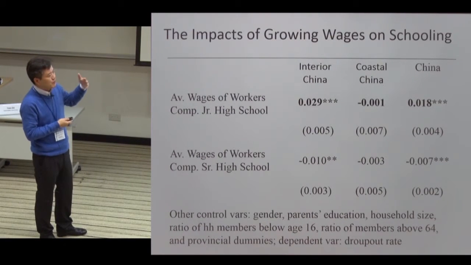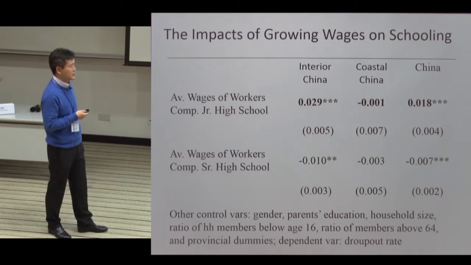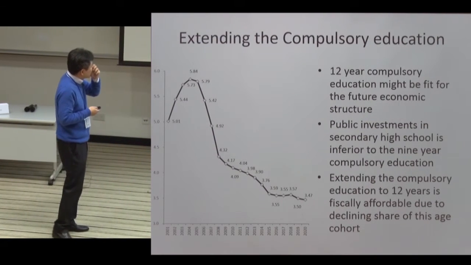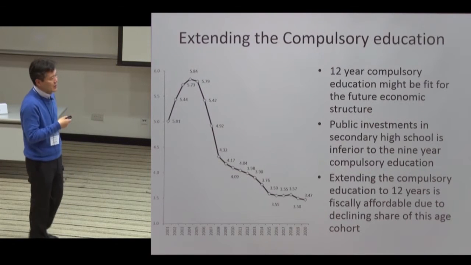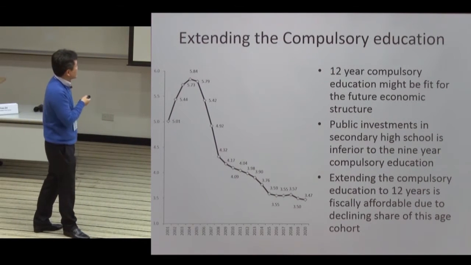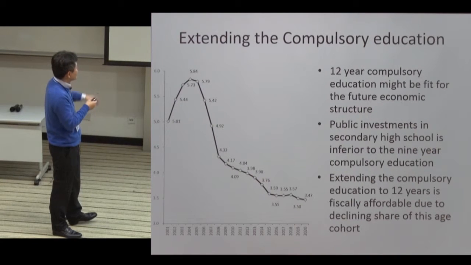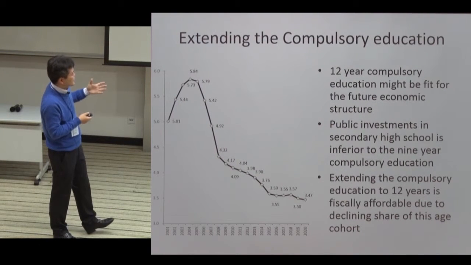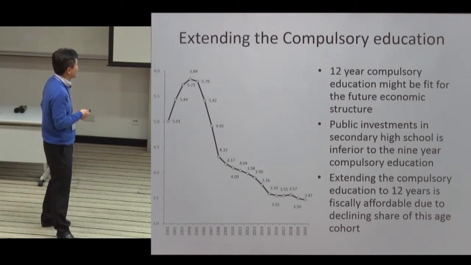So the point here is, we need to compensate for this kind of opportunity cost of education in the compulsory education stage. And we also need to extend the compulsory education to 12 years, I think, to get more years of schooling for workers. And this is the share of the population at this age group to total population. You can see a significant trend of decline, which means it is physically affordable for China to do this kind of reform.